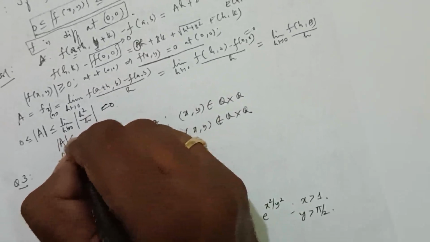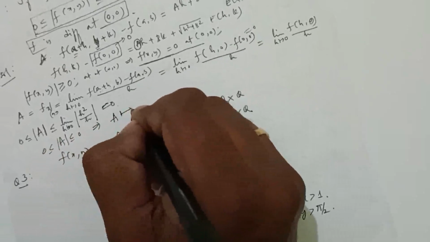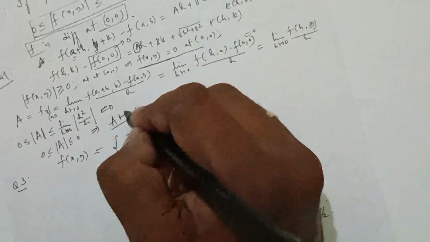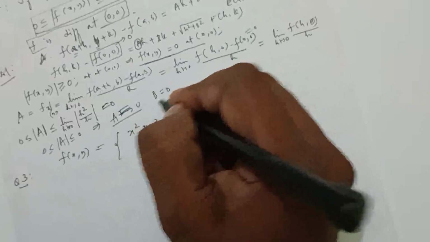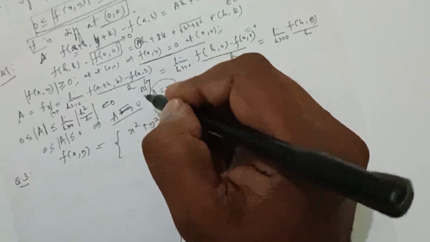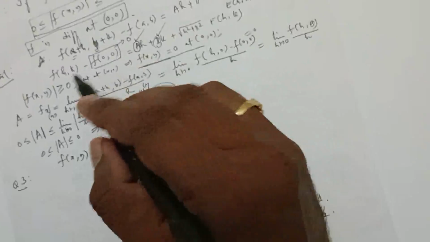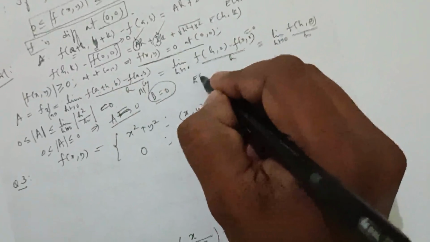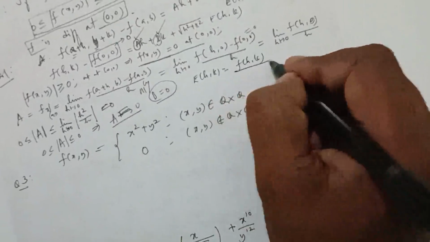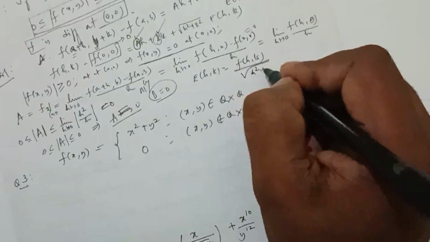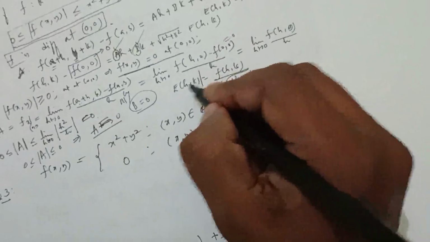So this implies a is equal to 0. So a is 0, similarly b is also 0, you can show. So if a is 0 and b is 0, you plug it here. So you will get the error function e of h comma k is f of h comma k by square root of h square plus k square, and say the modulus.